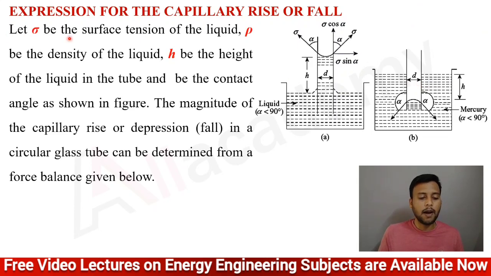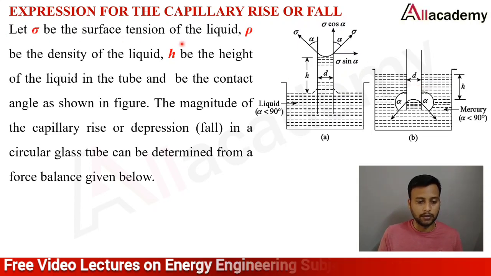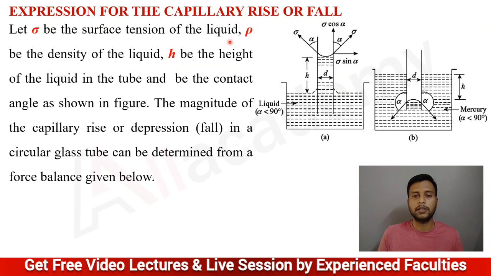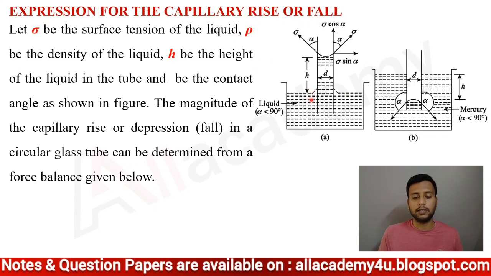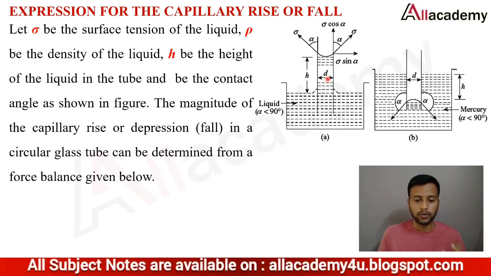Now let sigma be the surface tension of the liquid, because surface tension is also very essential, and rho be the density of the liquid. Whatever fluid I have taken, it will have some density, so I have to consider that density. Then let h be the height of the liquid in the tube, whether it is capillary rise or capillary fall.